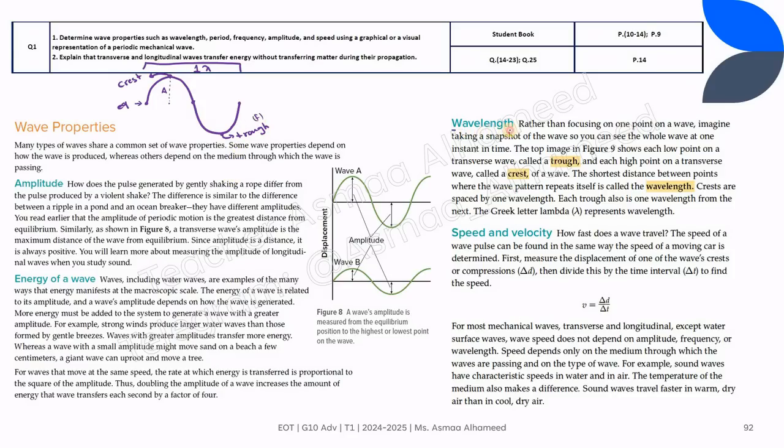Now the wavelength is the distance from trough to trough or crest to crest. So basically it is the shortest distance between two points that are repeating themselves on the wave. So this is a wavelength. And then how do we calculate the speed? Speed can be calculated by two equations, either distance over time, or lambda times the frequency. This one is valid in some cases and the other one is valid in other cases.